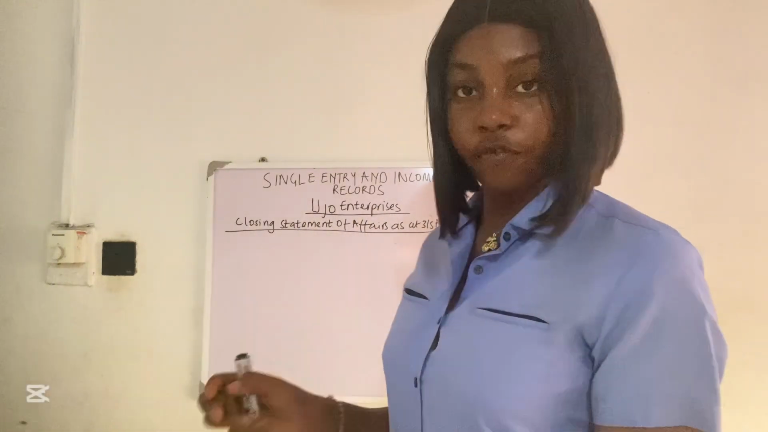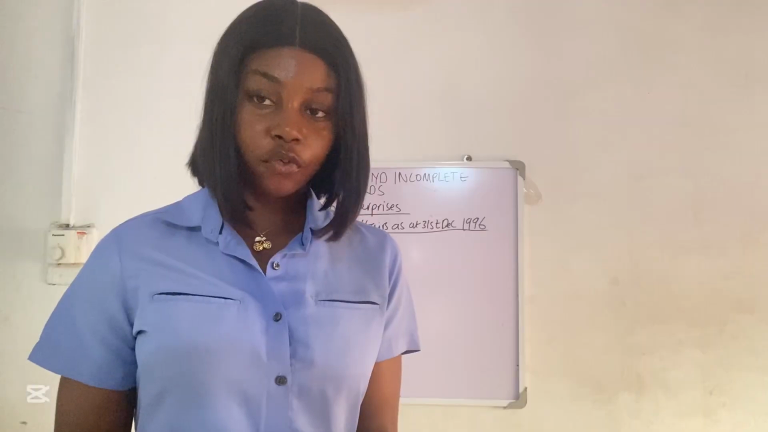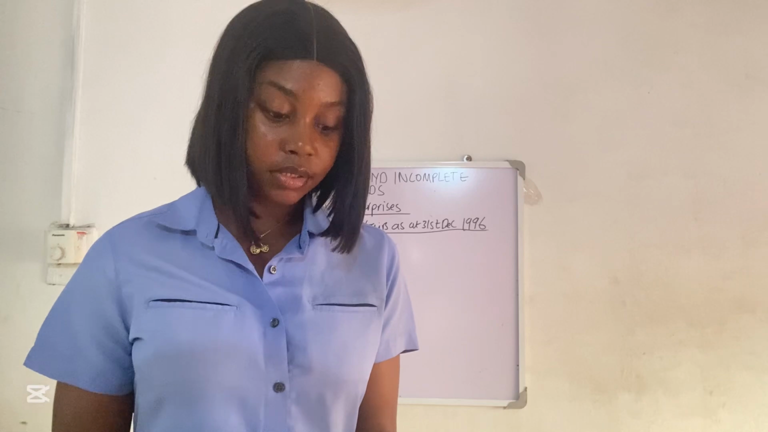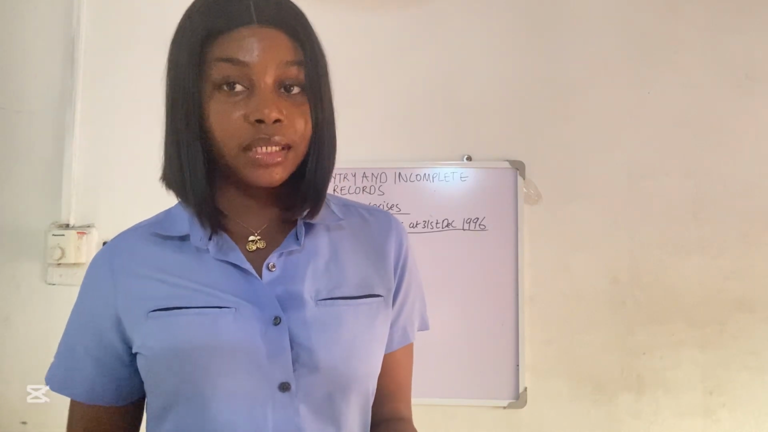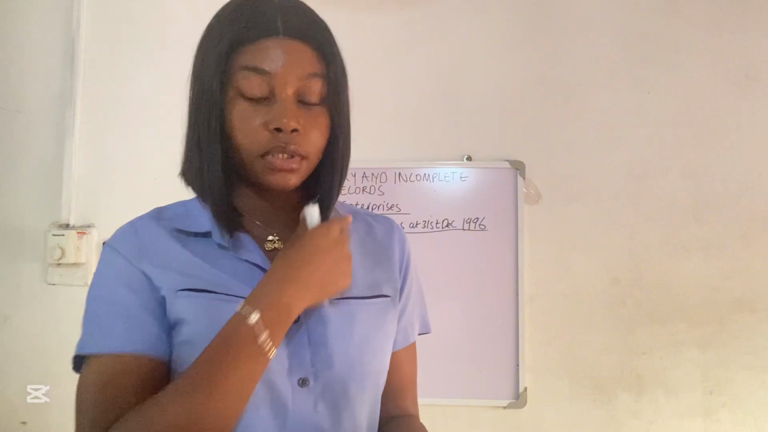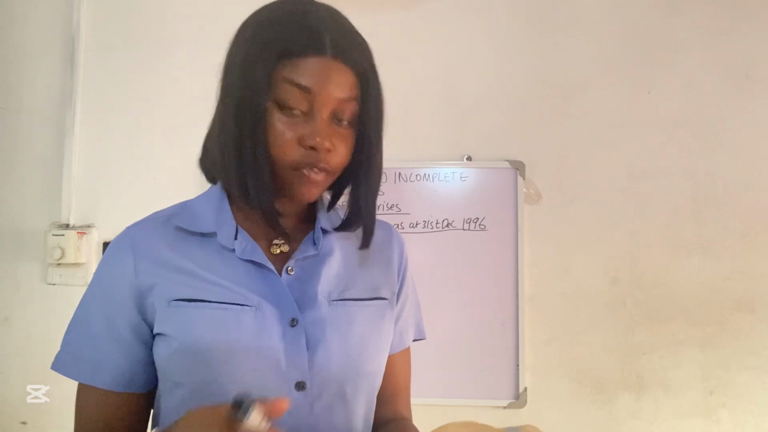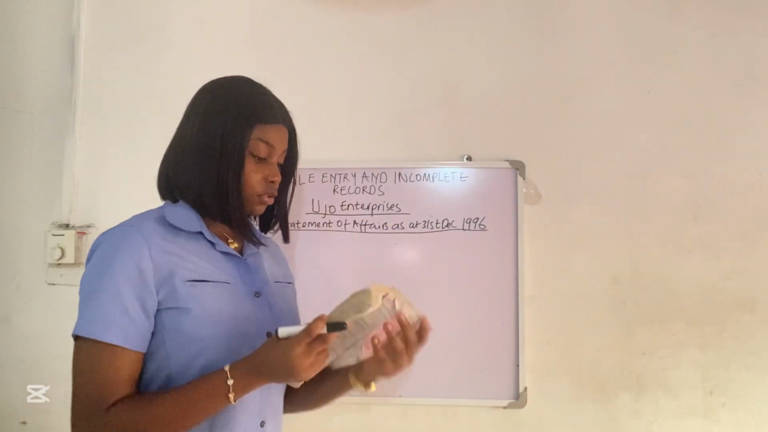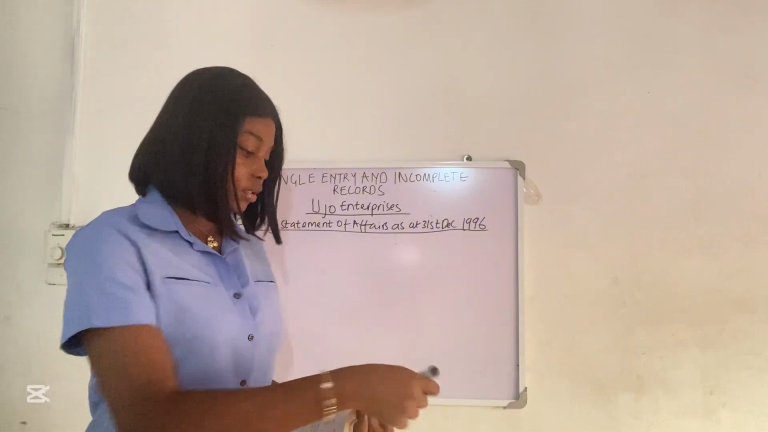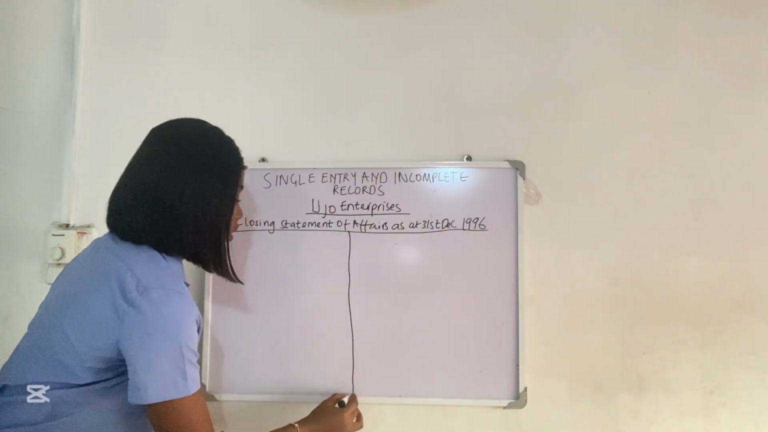In the additional information, they said on 31st of December 1996, the following were the ledger balances. That is your closing balances. I remember I said you use your closing balances to get your closing capital. So on the 31st of December 1996, the following were the ledger balances: creditors 1,500. So let's be following it like that. Okay, creditors 1,500.